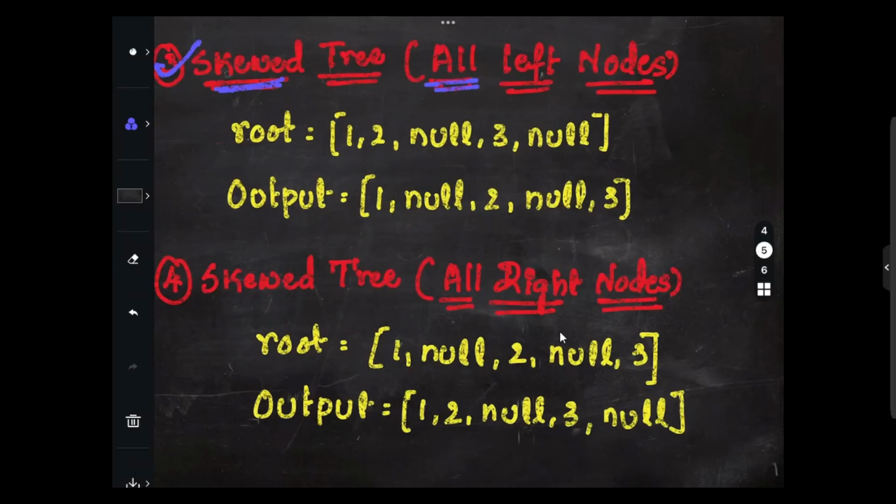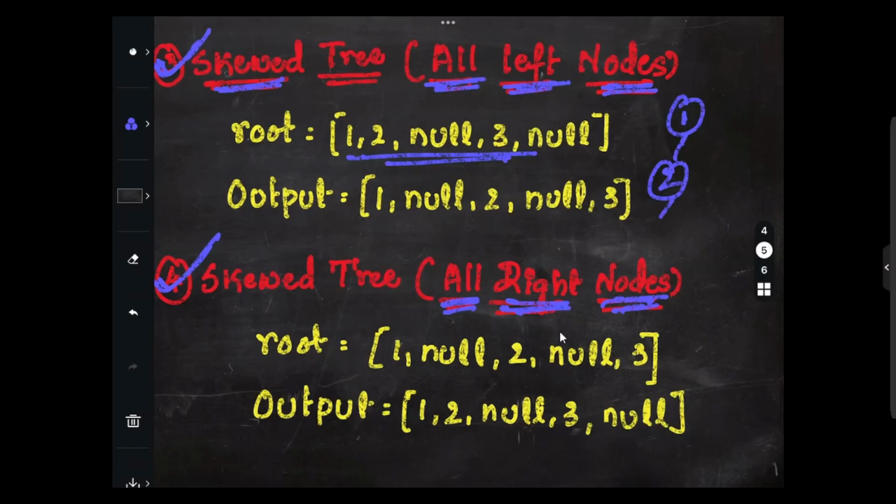So let's go with the third edge case, the skewed tree. A skewed tree can be either all left nodes or all right nodes, right? This is basically a left skewed tree, and this is basically a right skewed tree that I have considered here. This is all left nodes, nothing but a left skewed tree. This is all right nodes, nothing but a right skewed tree. So for the root we have the value 1 2 null 3 null, right?